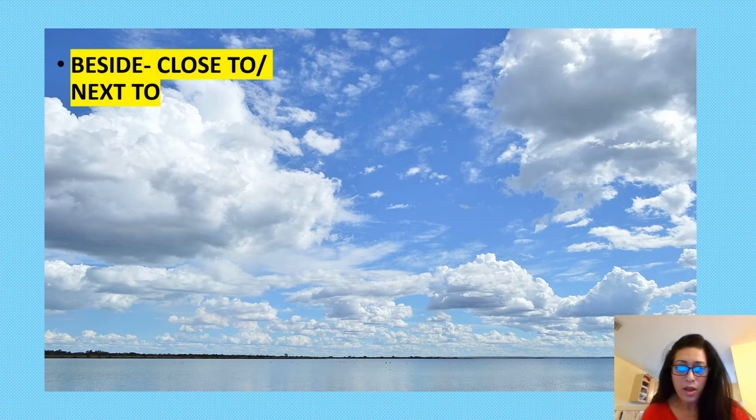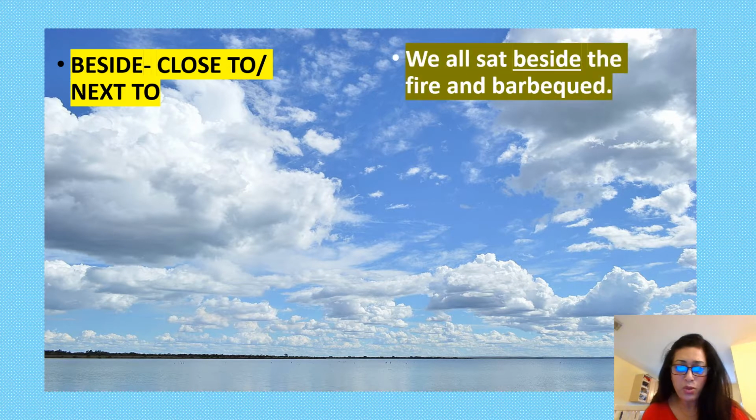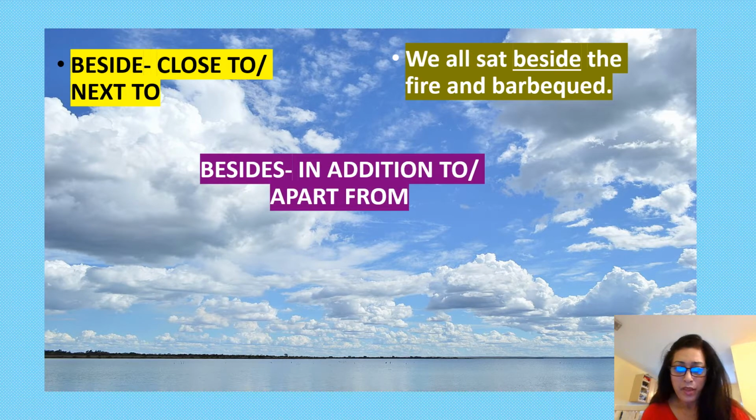Now here, beside means close to or next to, like we already just talked about. We all sat beside the fire and barbecued. Besides, on the other hand, means in addition to or apart from. Besides is also a preposition. It can also serve as an adverb that means furthermore or another thing.